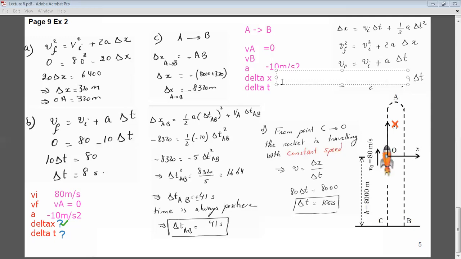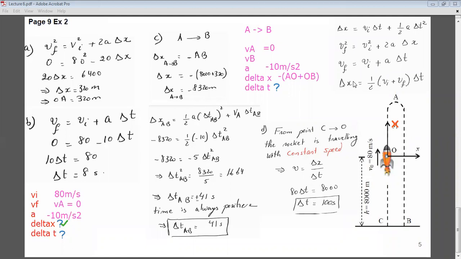Or let's say it's AO plus OB. The only thing I have to pay attention to is that this is in the negative direction. So this delta X is actually minus AO plus OB. Okay. Do I have delta T? No, I don't have delta T. And the question actually is how long? So this is my unknown, this is my unknown delta T.